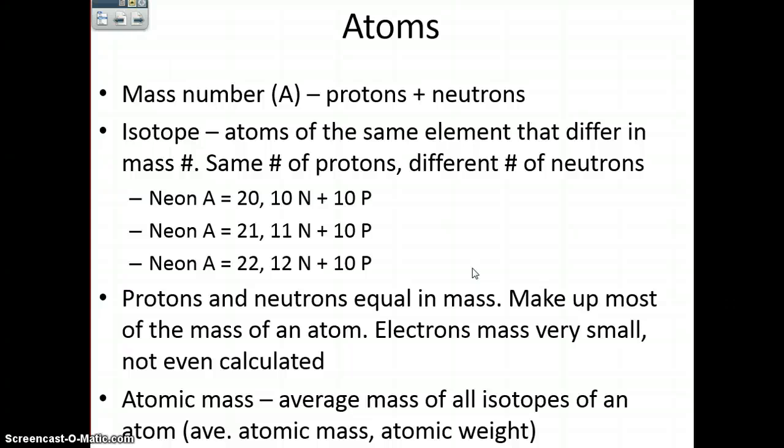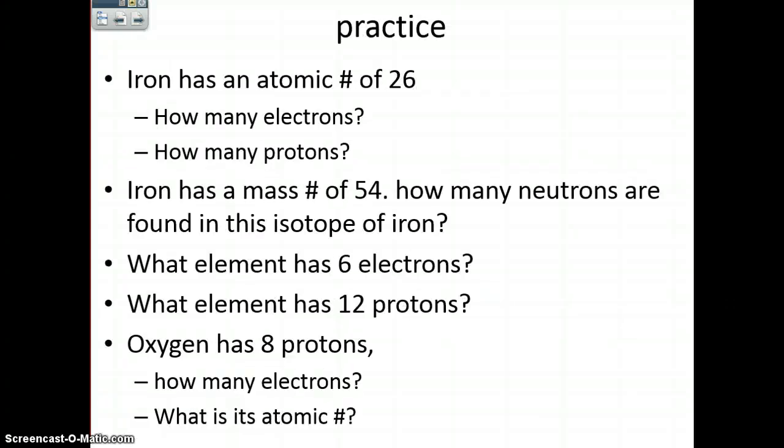Protons and neutrons are equal in mass, make up the most of the mass of an atom. Electrons' mass is very small. It's not even calculated, it's so small. So the atomic mass is the average mass of all isotopes of an atom. The average atomic mass or atomic weight. And here's some practice problems, which I'll have the answers on another video.